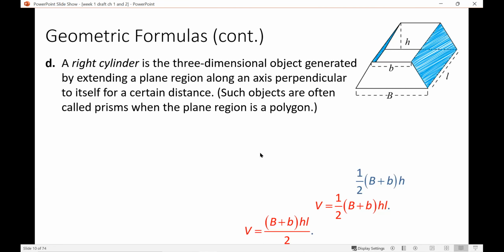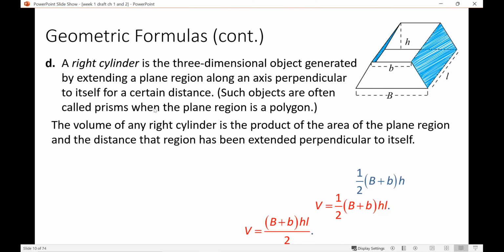Then finally, let's say we have a right cylinder that is this object right here that you see. Sometimes we call it a prism. If we want to calculate the volume of this, it's going to be the product of the area of the plane region and the distance that the region has been extended perpendicular to itself. So we're going to basically figure out what the area of the base is and then multiply that by the length, or how much we've stretched this. Find the area of this base here and then multiply that by the stretch.